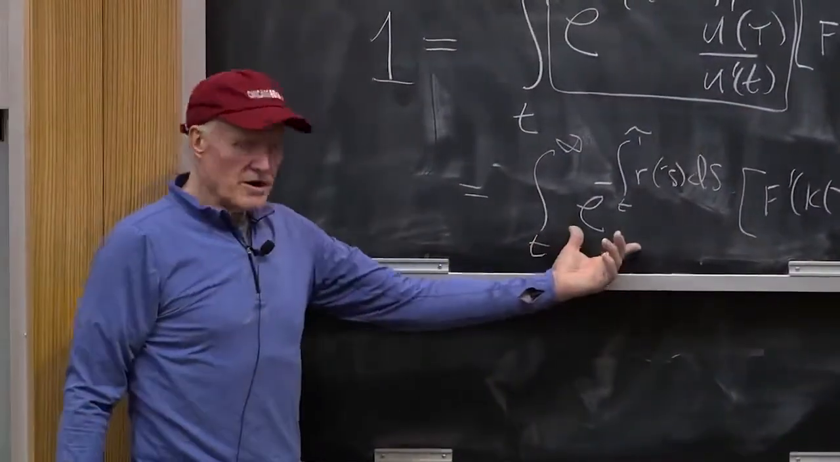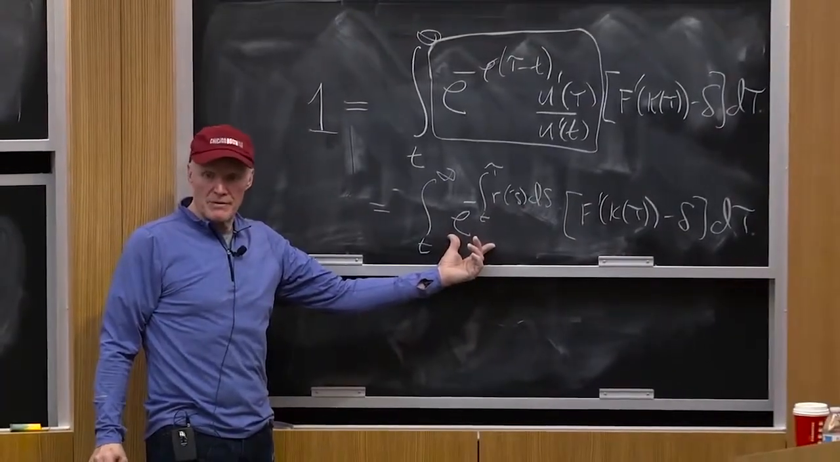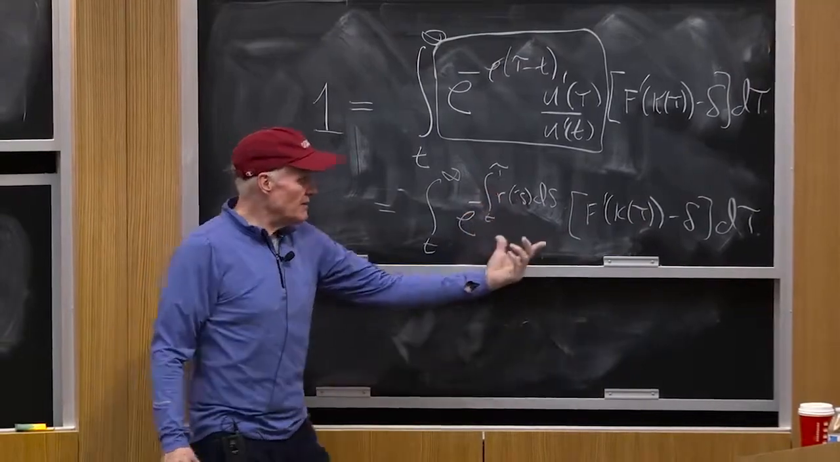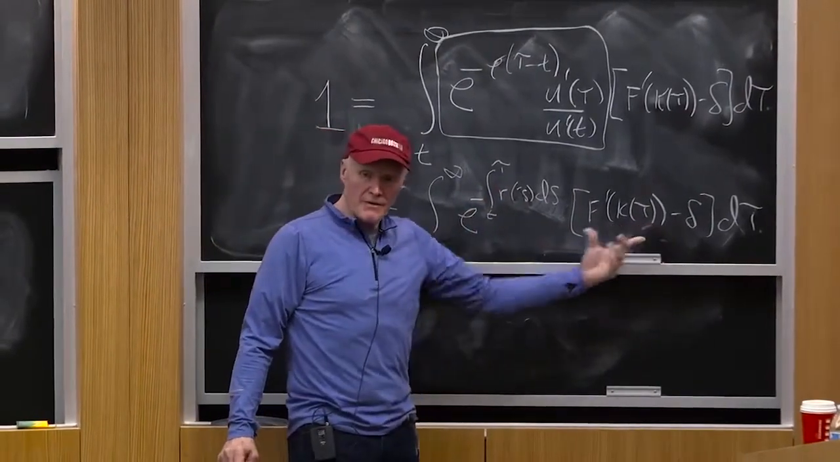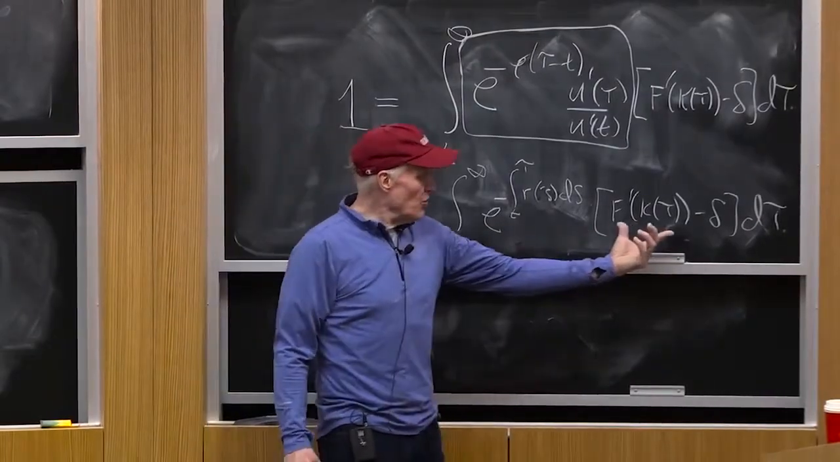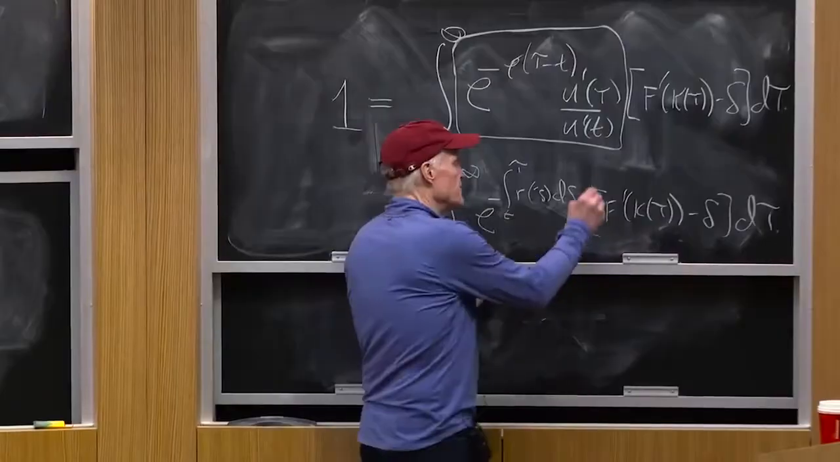This is just a present discounted value of net returns on capital. These are the market discount factors from t to tau times how much you get at date tau. So this is the market value of those future net returns on capital. Remember, these are net returns.